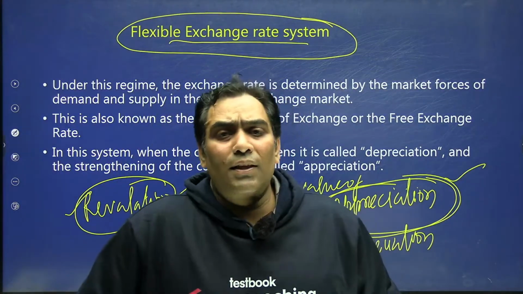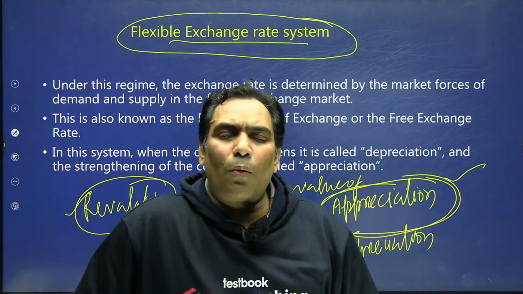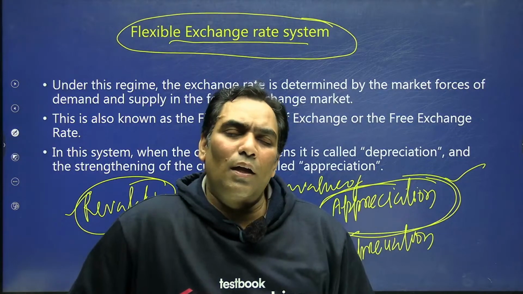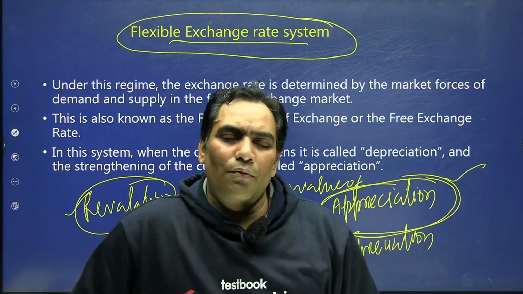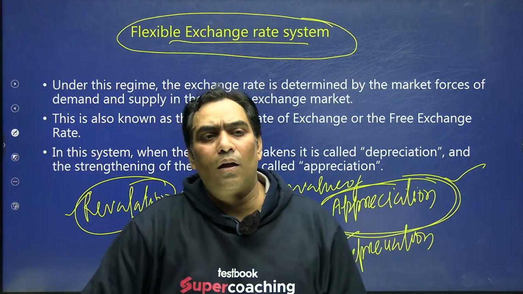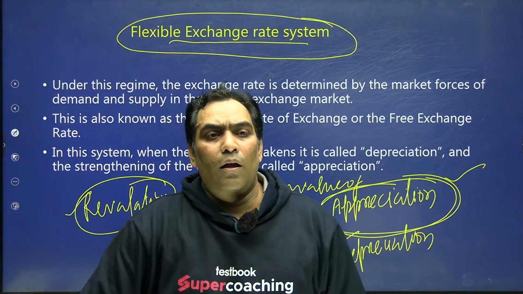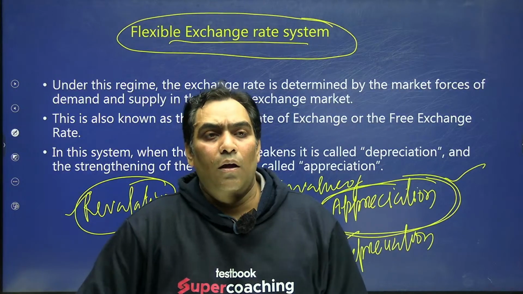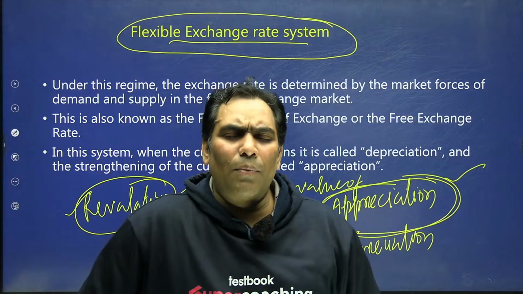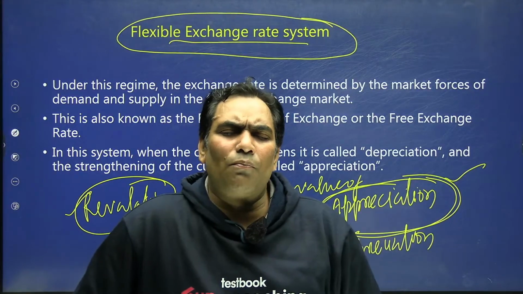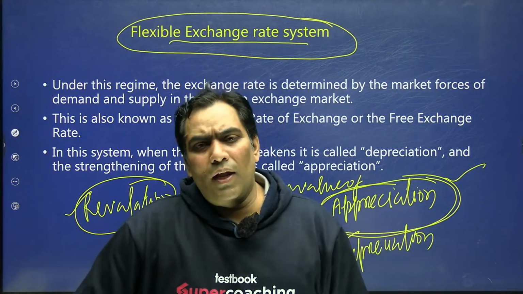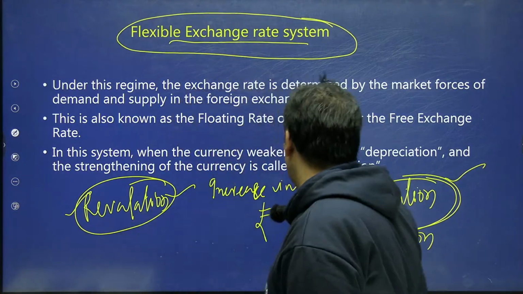When there is an increase in the value of domestic currency in terms of foreign currency by the market forces, it is known as appreciation. Whereas when there is a decrease in the value of domestic currency in terms of foreign currency by the market forces, or under the floating exchange rate system, it is known as depreciation.